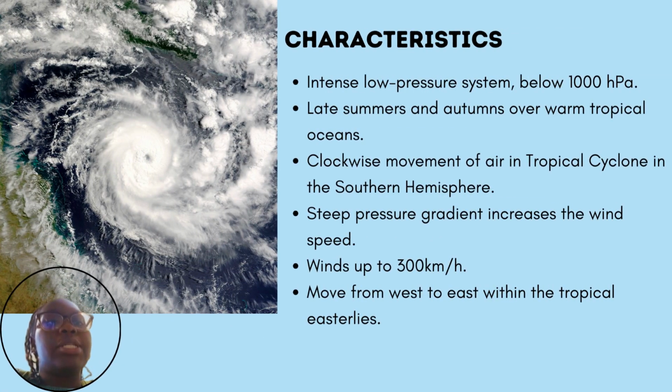So some of the characteristics of tropical cyclones is that we have an intense low pressure system that's usually below 1,000 hectopascals. It's usually found in late summers and autumns over warm tropical oceans, as mentioned earlier. There's a clockwise movement of air in tropical cyclones in the southern hemisphere, and then the steep pressure gradient increases the wind speed, and this can be winds up to 300 kilometers per hour, which is very gusty.